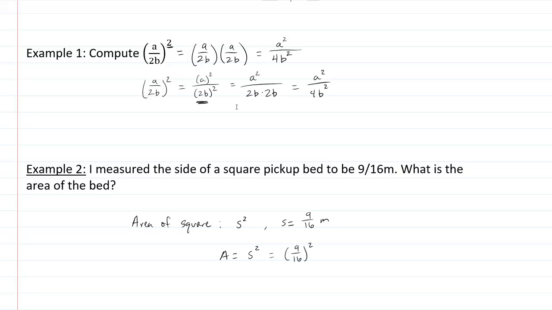So all we have to do is compute (9 over 16) squared. Well, how do we do this? Just like before. We can go 9 over 16 times 9 over 16 and multiply straight across. So 9 times 9 is 81, and 16 times 16 is 256. So our answer is 81 over 256 meters squared. So we write meters squared because we've multiplied 9 over 16 meters times 9 over 16 meters. So it's meters times meters, so it's meters squared. That's where it comes from.